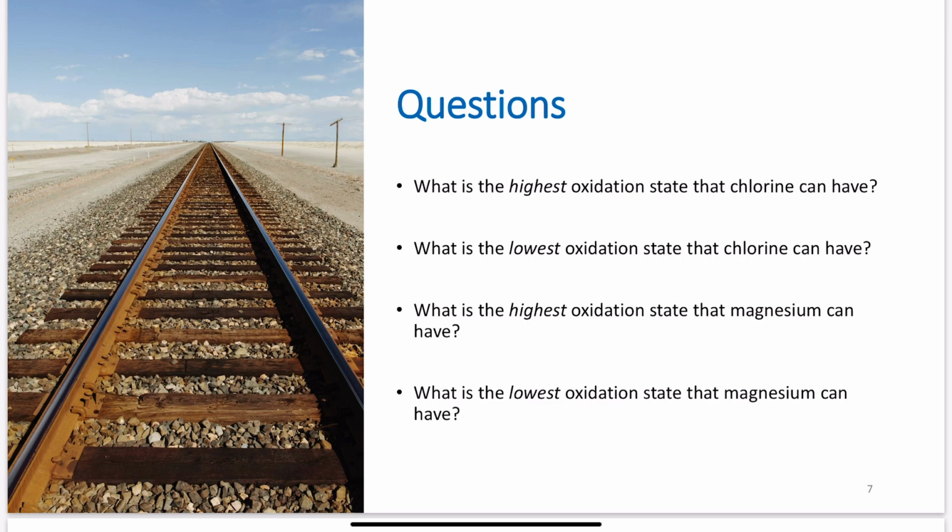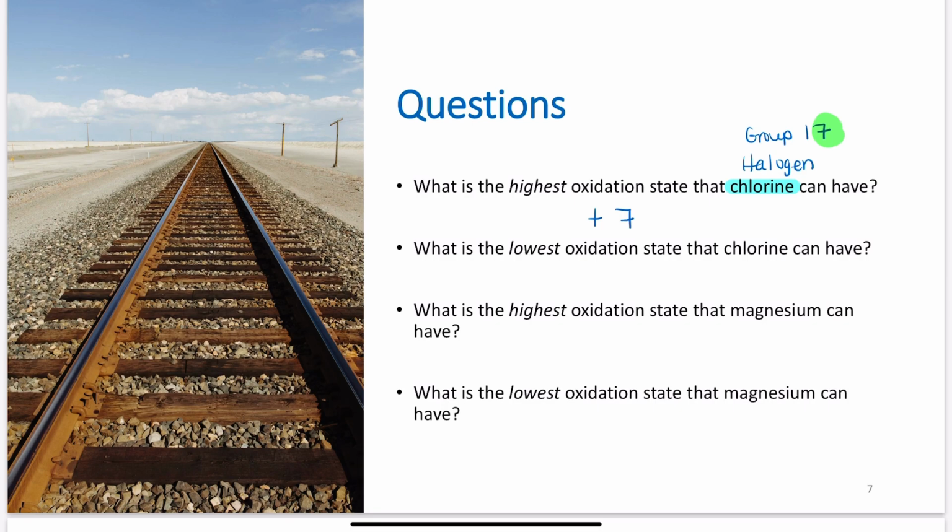But what is the highest oxidation state that chlorine can have? When I look at chlorine, I know chlorine is a halogen. Its current group is called group 17. But that means that its old group number was group 7, which means the highest oxidation state it can have is a plus 7 charge.